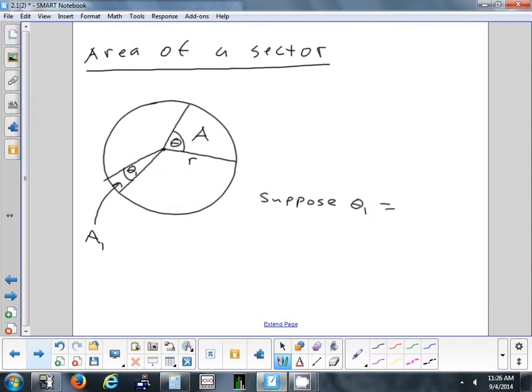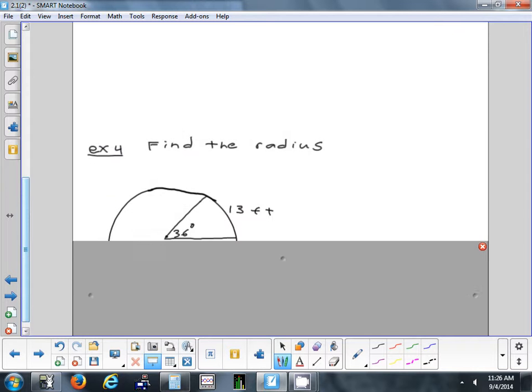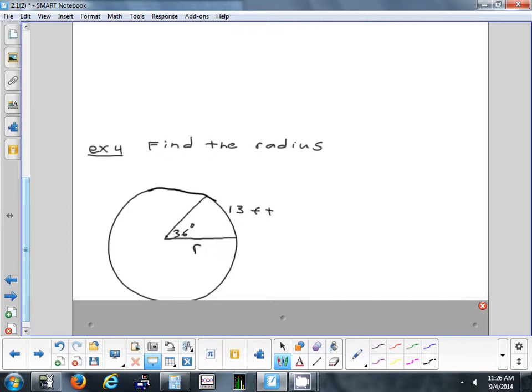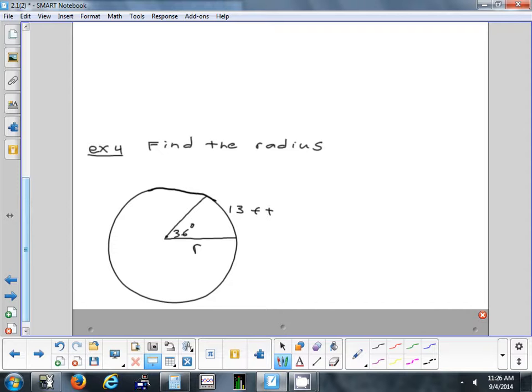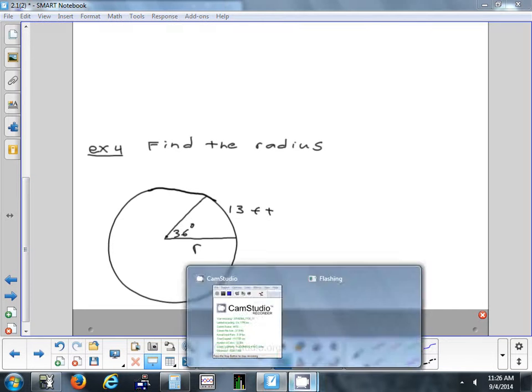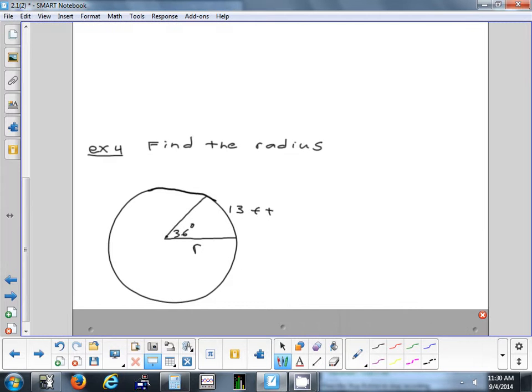Okay. All right, so I'll let you guys try one more with arc length. This time I'm giving you the arc, the angle, and I want to know the radius. Okay, so try that one on your own. See if you can get the radius, and we'll take a look at it in a minute. Let's take a look.